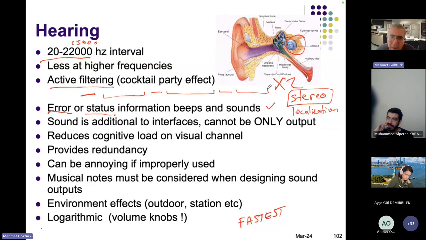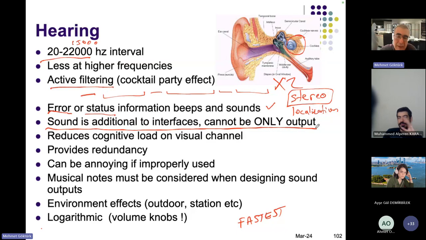Sound is also interesting because I cannot ignore it. Sound is additional to the interfaces. It cannot be the only output, meaning that if you have a beep, beep, beep, beep, you need to have something also blinking, some LED light, some error message on screen, or some attention message or status message on screen.